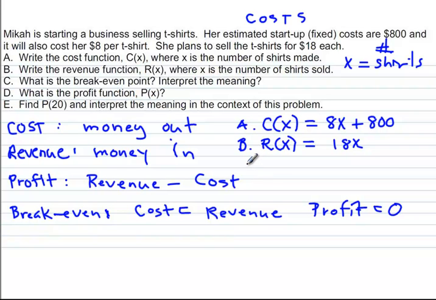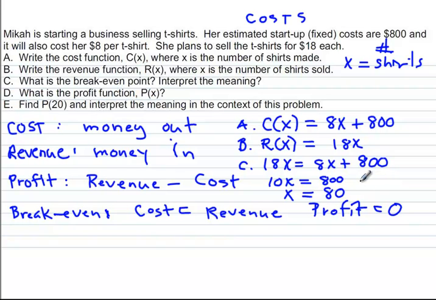Now, part C asks us to find the break even. And that is where the cost and revenue are equal to each other. Graphically, if we were to graph this, it would be where these two lines intersect, because both of these are linear functions and they would be represented by lines in a graph. And wherever these two lines intersect, that's going to be the actual break-even point, and you can pinpoint it on a graph. I'm going to subtract 8 from both sides. I'm going to divide by 10. And for this part, I'm going to get 80. So in order to break even, she has to sell 80 shirts. Otherwise, she's going to have a negative profit.